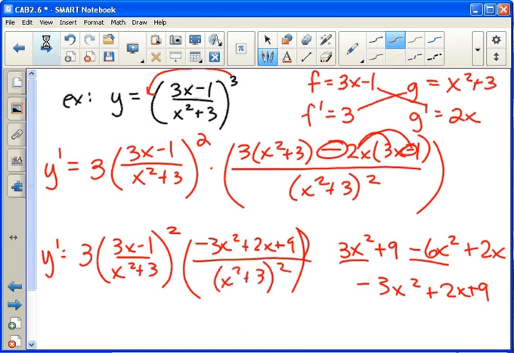So that's how you use more than one rule at once. Again, it's really important to understand which rule kind of comes first. But if you look back at these three, I think you'll see the pattern.